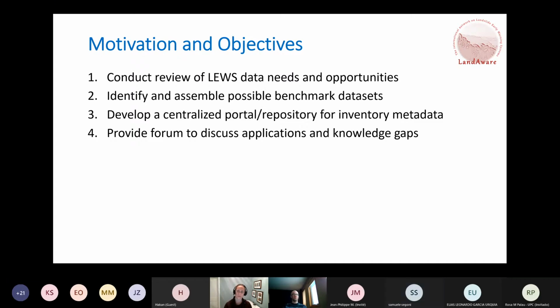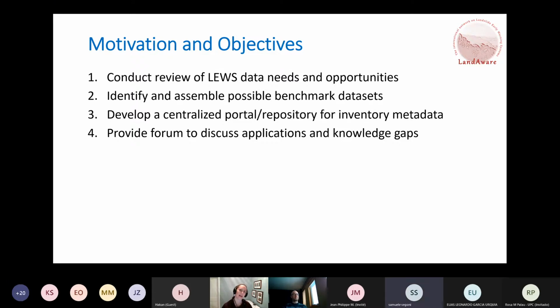And then last, but hopefully we'll get started on today, is to provide a forum for discussion of applications, knowledge gaps, and so on, and hopefully develop some long-term collaborations between different members of LandAware. Dahlia, have I missed anything? Nope, those are the main motivations.